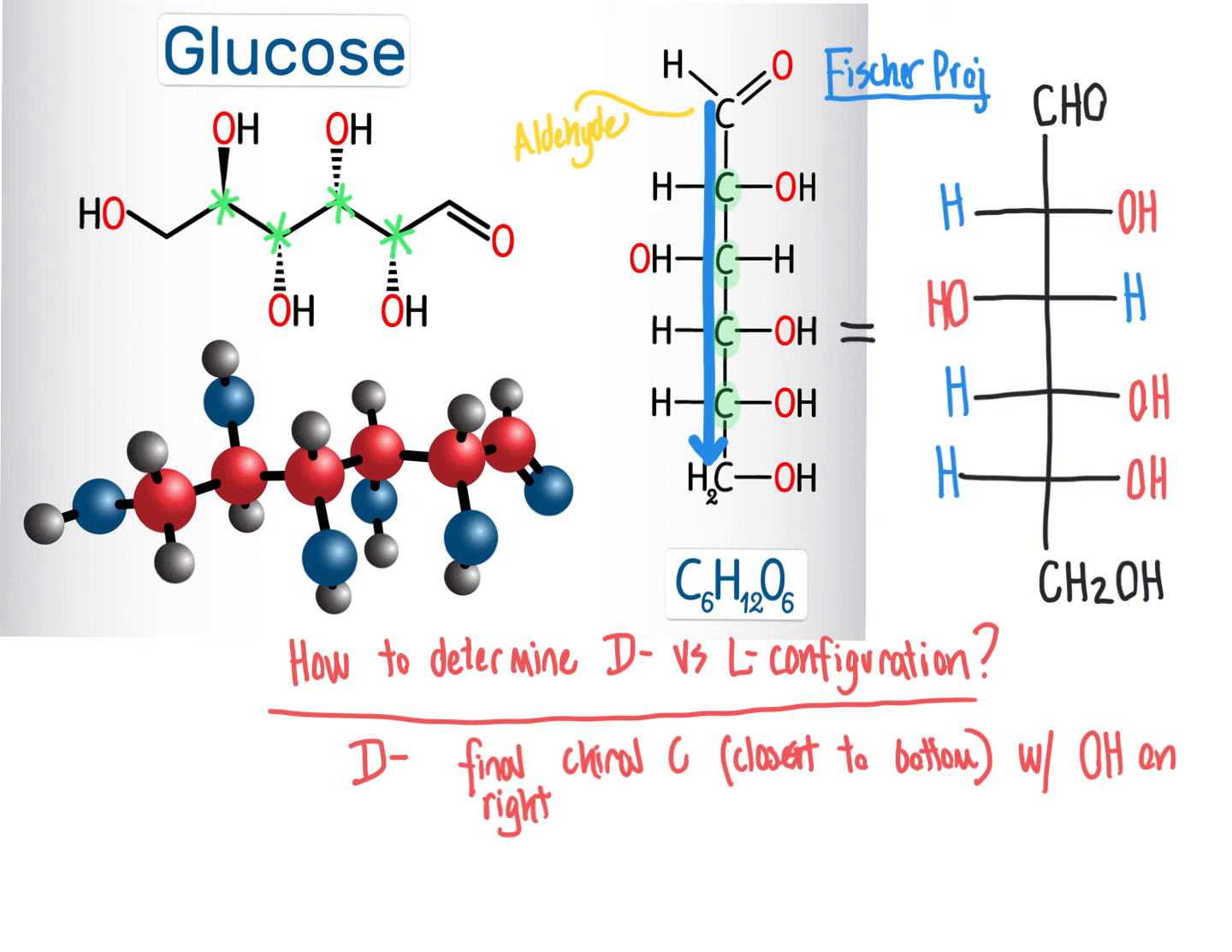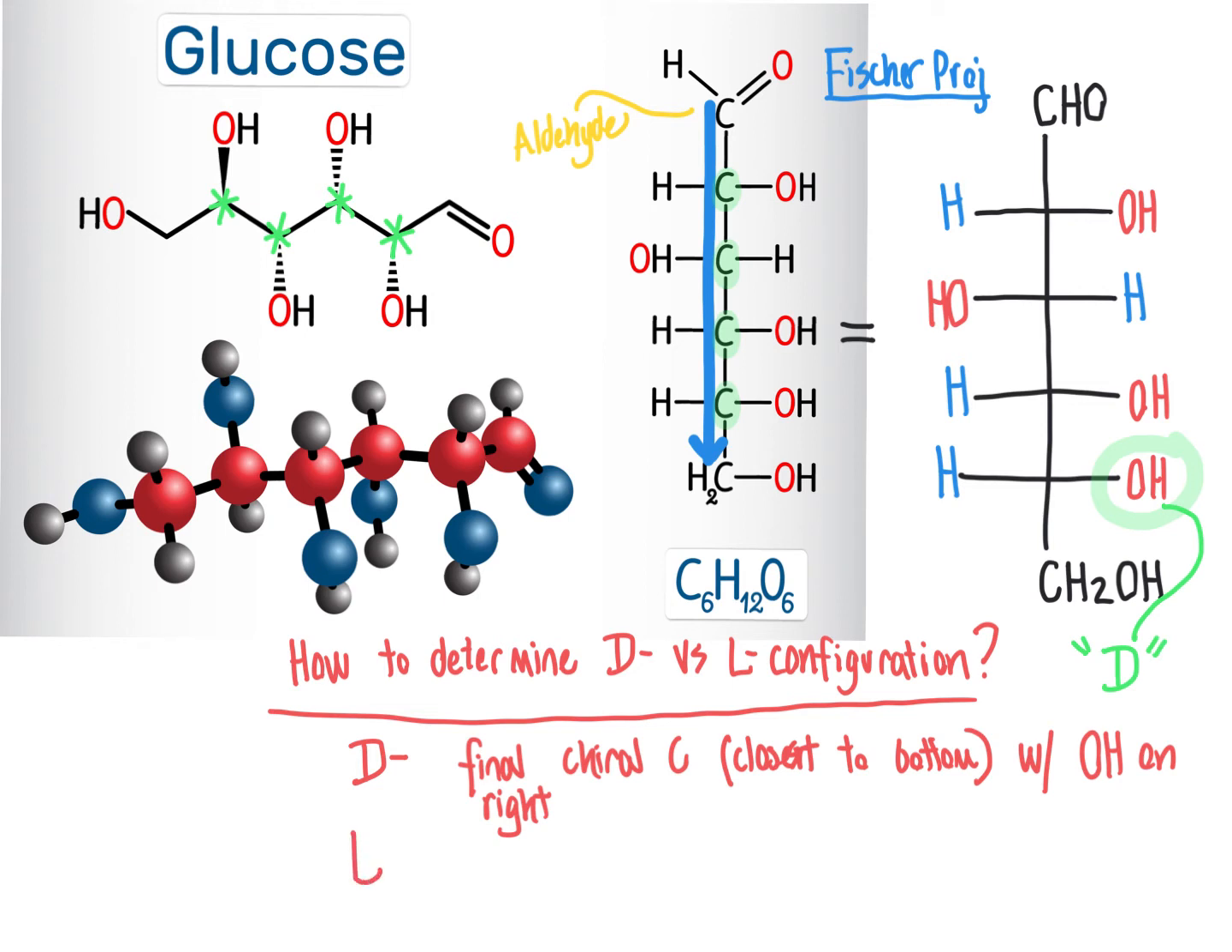And that's going to be true of any sugar that we describe as a D sugar, where this OH group at the final chiral carbon is on the right. That is why we would refer to this as the D configuration of this particular molecule.